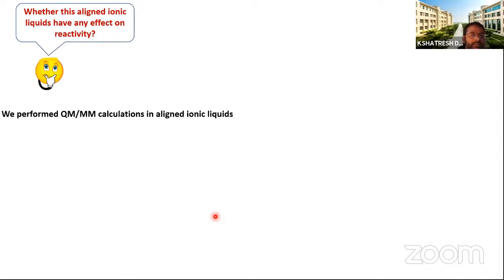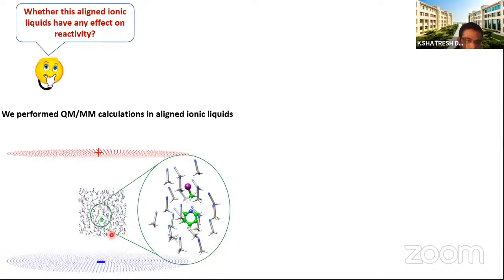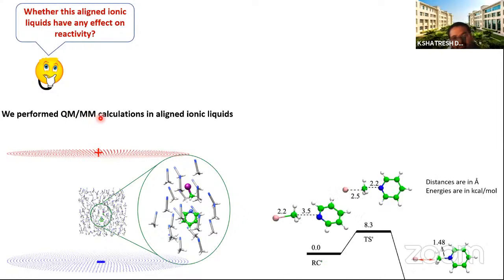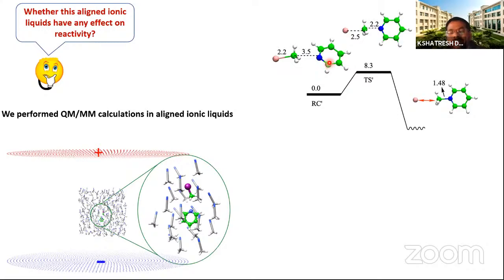I took these aligned ionic liquids, put my compounds in again, and applied charge plates, positive and negative. I created a model, performed the QM/MM calculation, and then calculated the reaction barrier. Because of this local electric field from the aligned ionic liquids, the reaction barrier, which was 18.9 without an external electric field, is now 8.3 kilocalories.